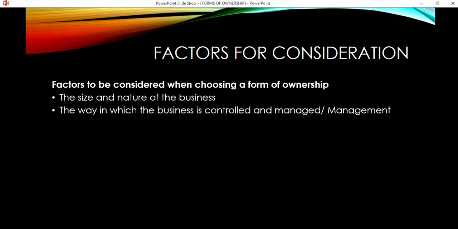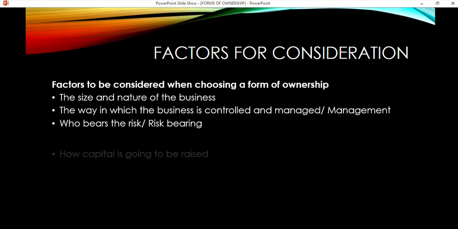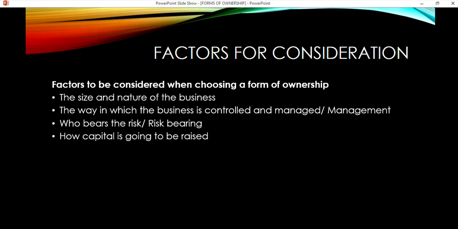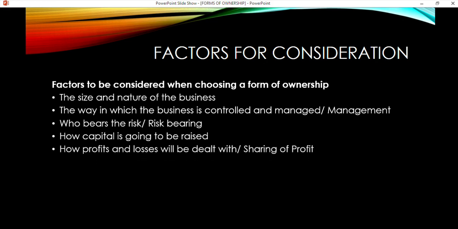Okay, you need to understand who will make the decisions, who's going to be responsible, who's going to take the profit. That will impact your form of ownership. Who will bear the risk? How are you going to raise capital? Are you going to do it alone, with partners, or sell shares, or try and borrow? It's all questions. And how will profit or losses be dealt with?